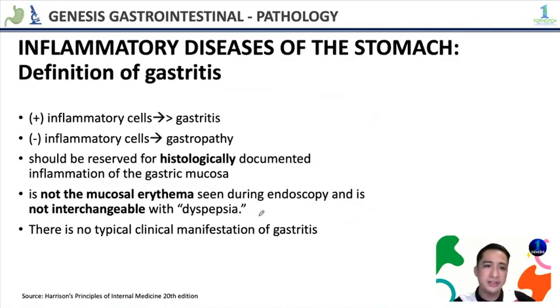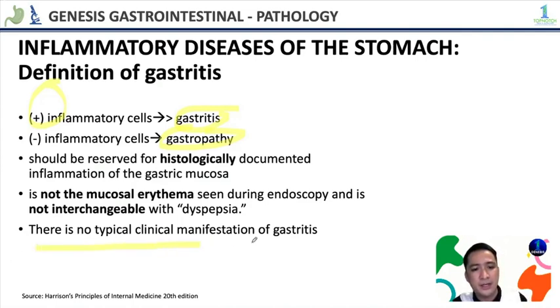So let me just define gastritis. Wherein there is presence of inflammatory cells, we call it gastritis. If there is none, you call it gastropathy. Do not forget that there should be presence of inflammatory cells in gastritis, and we call it gastropathy if there is none. This definition should be reserved for histologically documented inflammation. This is verbatim coming from Robbins pathology.